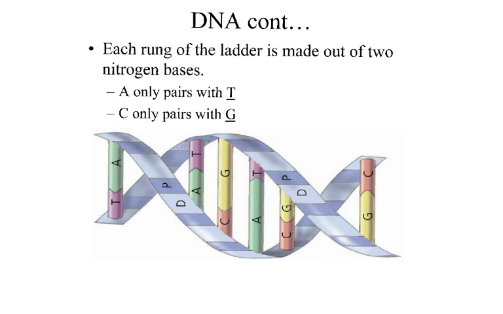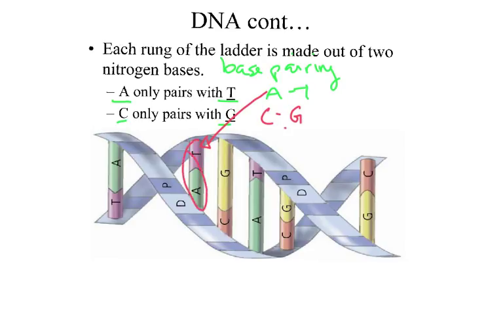And so this is just looking at the ladder again, the DNA molecule, and what's called the base pairing rules of DNA. And that's that adenine always pairs with thymine, A always pairs to T, and that cytosine always pairs with guanine. So C always pairs with G. And so if you look on the ladder, here's an A paired with a T, and over here, here's a C paired with a G.